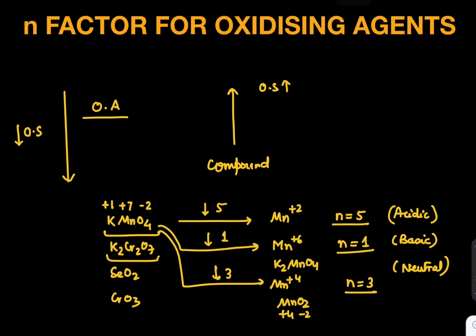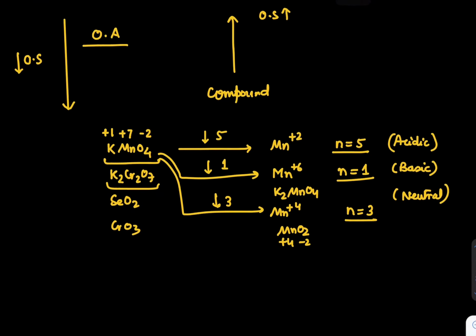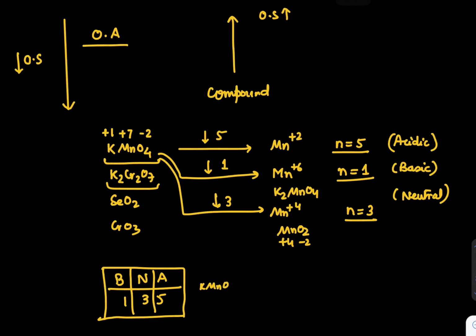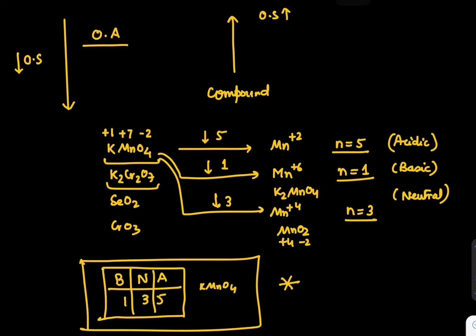We'll learn with a simple technique. It is BNA 135. As in biology we discussed DNA, now you remember BNA 135 is the code for KMnO4, and with this code we can solve any question without any problems. I hope this is very clear. So in basic medium the value will be 1, in neutral medium the value will be 3, in acidic medium the value will be 5.